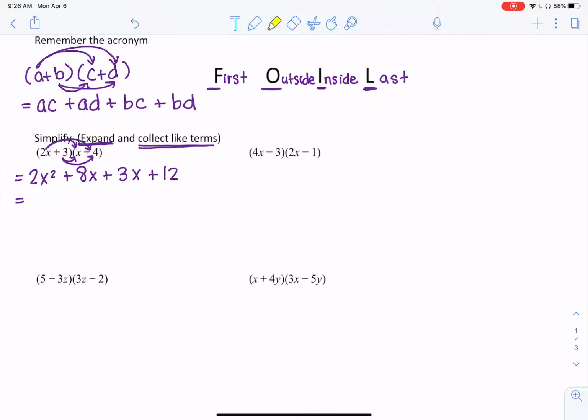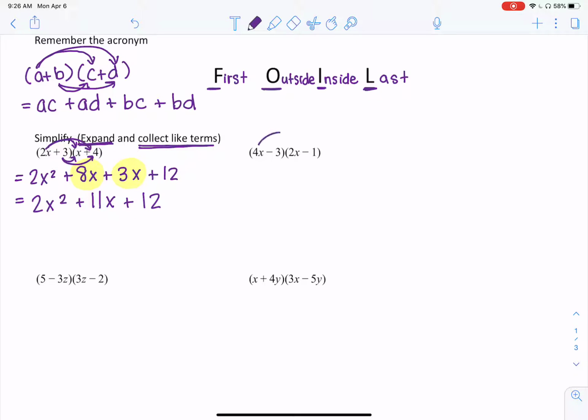Now we're going to look for like terms. Just as a reminder, like terms are the terms that have the exact same variables. Order of letters doesn't matter, but it has to have the same letter raised to the same exponent. So here I have an 8x and a 3x. So I can combine those two like terms. And now, because all of my terms aren't like terms, I know I'm done, and that's where I stop. So for the next one, we're going to do the same thing.